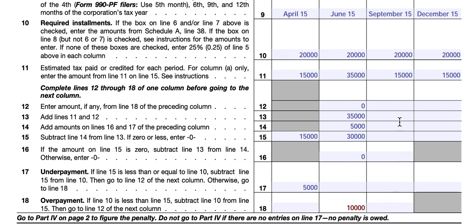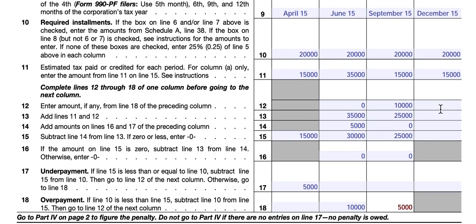Now we're going to carry this line 18 up to line 12 of column C. We're going to add 11 and 12, and we get $25,000. Then we're going to add lines 16 and 17 of the preceding column, in which case this equals 0. So now we're going to subtract line 14 from line 13, and we get $25,000. Now, if this amount were 0, we would subtract line 13 from line 14. There's a number there, so we're going to enter 0 for that. And now we need to determine if there's an underpayment or an overpayment. Since line 15 is greater than line 10, there's an overpayment of $5,000.